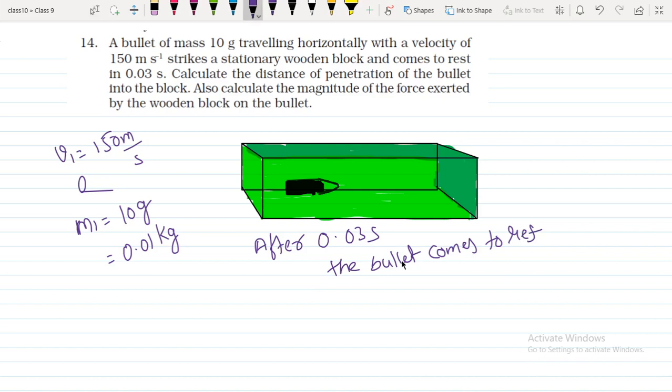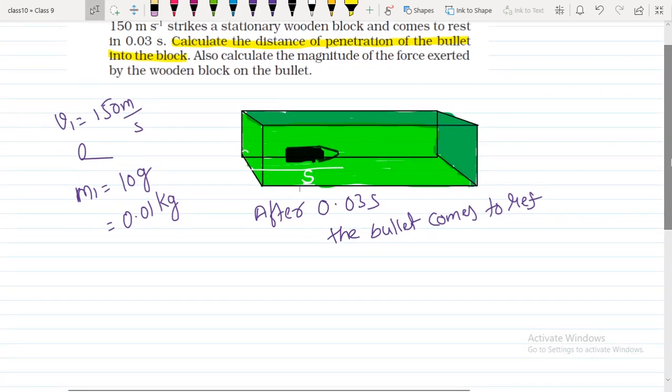So what do we need to find? Calculate the distance of penetration. First, we need to calculate the distance of penetration of the bullet into the block. It means from here to here, how much distance. This distance I need to find out, that is the distance of penetration. To find that, we will use an equation of motion, which will help us find the distance of penetration.